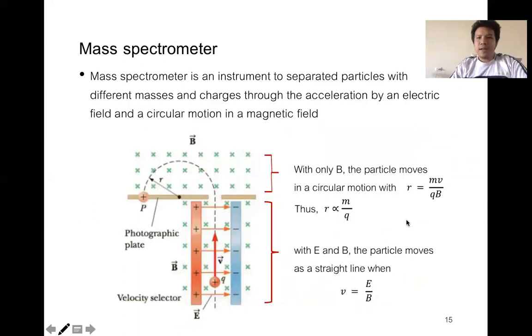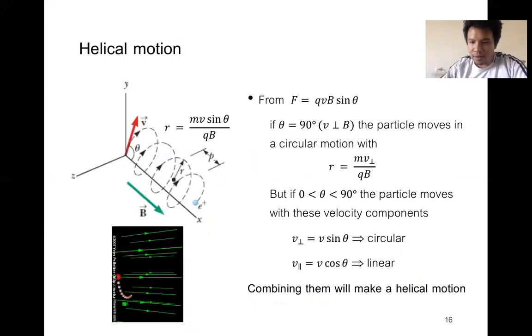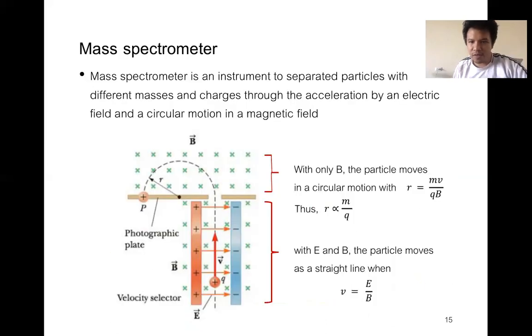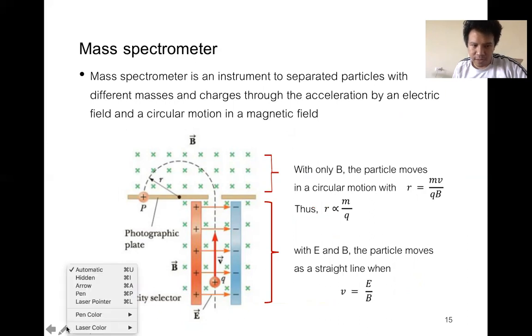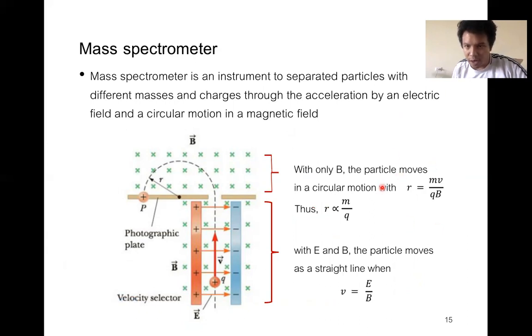Then another application of the magnetic field and the moving charge is the mass spectrometer. Let's recall that the radius of the circular motion is R equals mv over qB. So you can see that the radius of the motion will depend on mass and will depend on the charge.